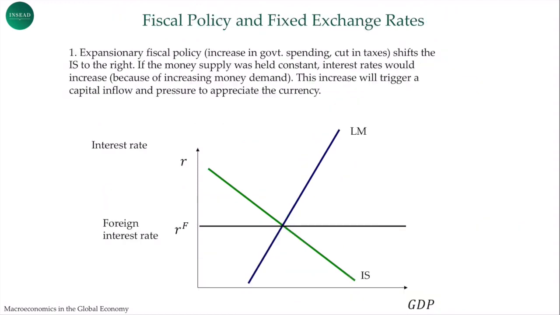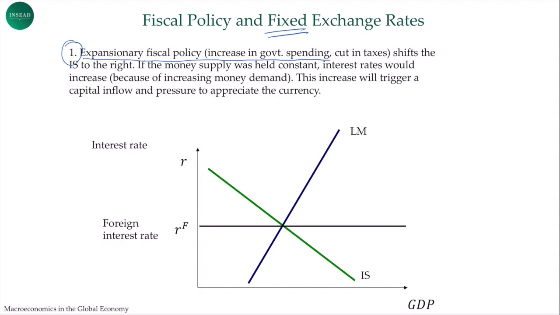Finally, let's do a second case. Now we have fiscal policy. We're going to do expansionary fiscal policy in a world where exchange rates are fixed. So here the central bank is committed to keep the exchange rate constant. First step, let's think about the government increasing government spending. That's an expansion in fiscal policy. You could think about a cut in taxes. It will be identical to what we're doing here.